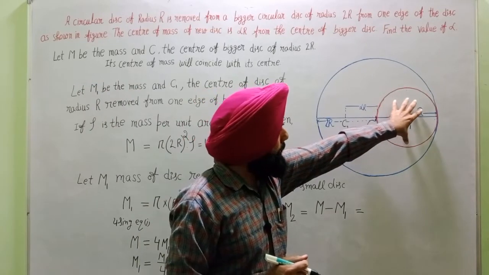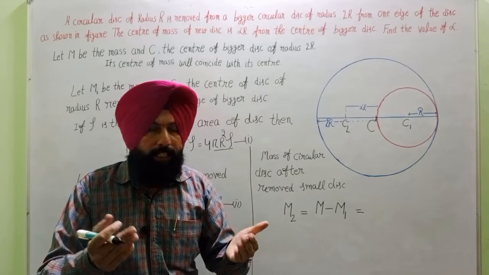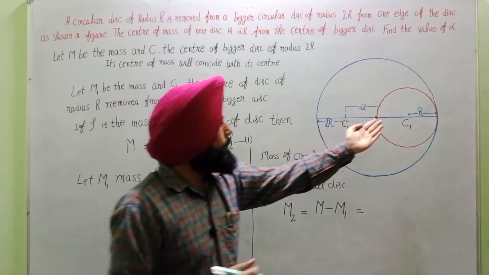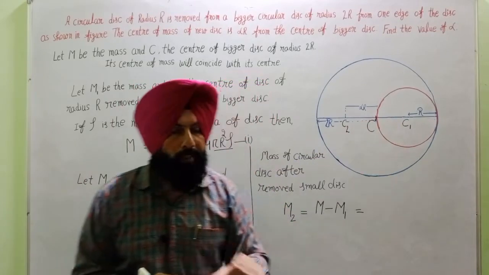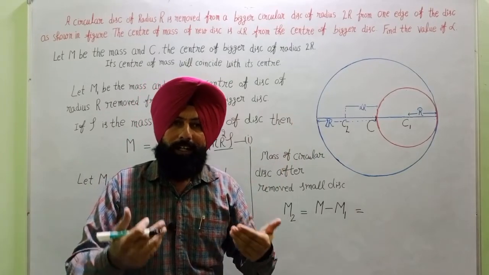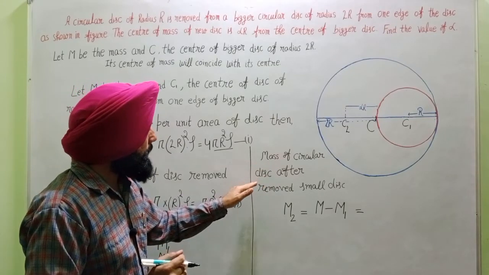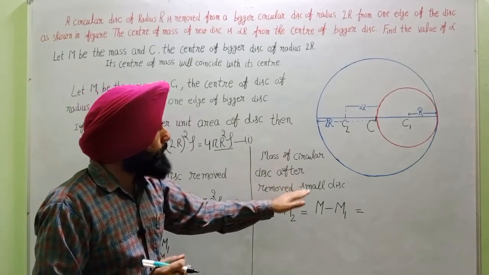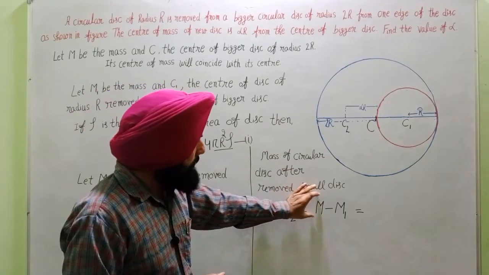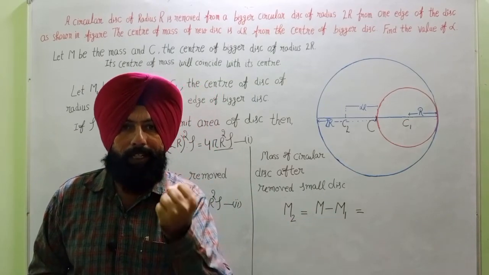After removing a small circular disk, mass reduced. After removing the small disk, the mass of the bigger circular disk is m2. It is the whole mass minus the mass of the removed circular disk.